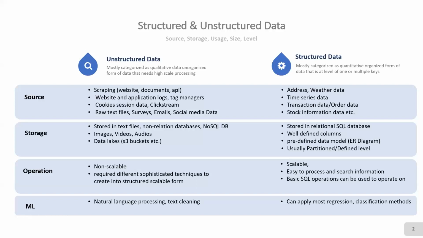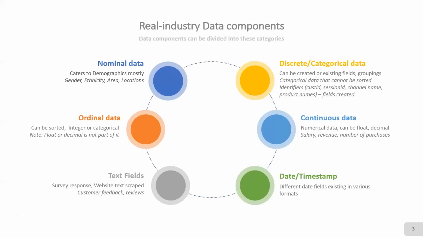When we finally transform ourselves into a structured data format, there are certain categories of columns that exist. In a real industry, if you look at any kind of data set, there will be different kinds of variables available. I would further classify these variables into nominal data, ordinal data, text fields, discrete, which could be a category, continuous data, and date timestamp. So in any real-time data, you will always find these six components available in some format.